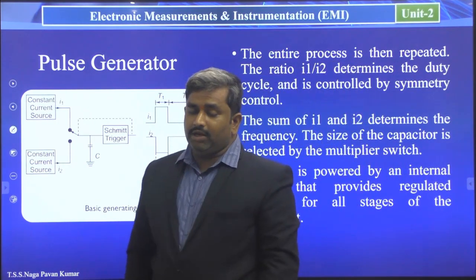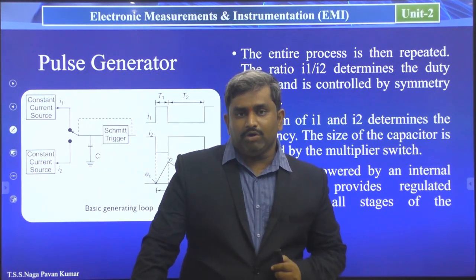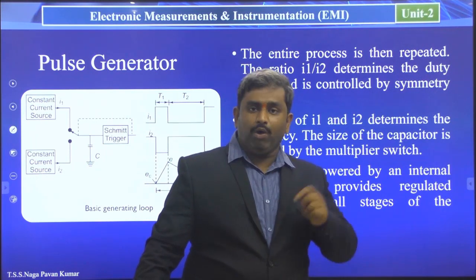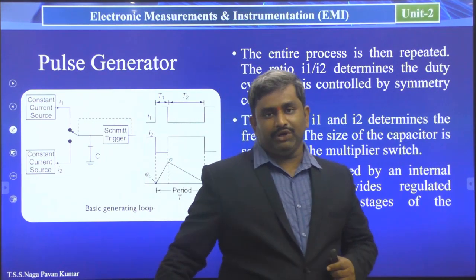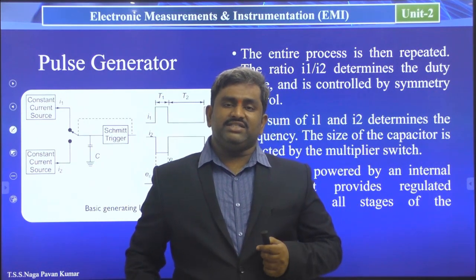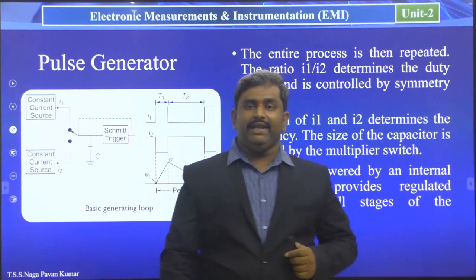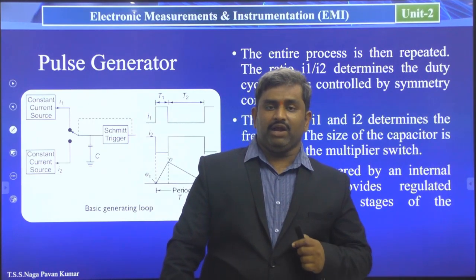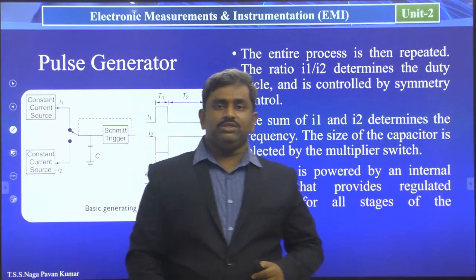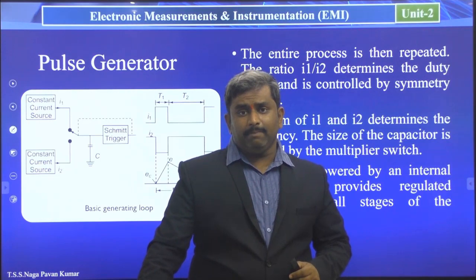Coming to the pulse generator block diagram, the most important parts are the upper and lower constant current sources. How these constant current sources are driving this Schmitt trigger is very important, and the selection of the components in the Schmitt trigger is very important to get the correct frequencies for I1 and I2. So these are the very important parameters we have to remember in the pulse wave generator.